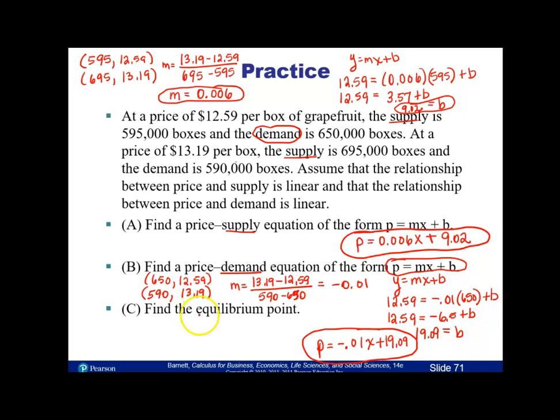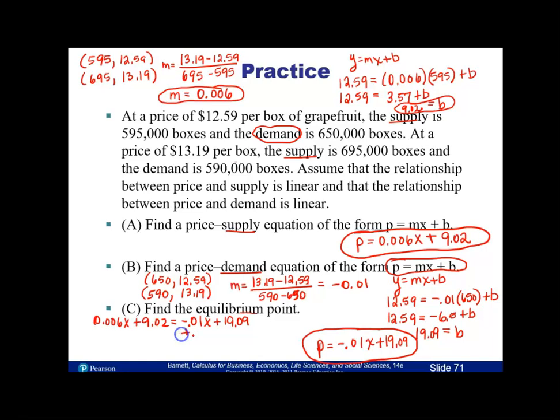If I want to find the equilibrium point, the point where they stabilize, then I need to set these two equal to each other. So if I set my equation from part A equal to my equation from part B. These are a bit tedious, but they are very doable if you just remember the process.